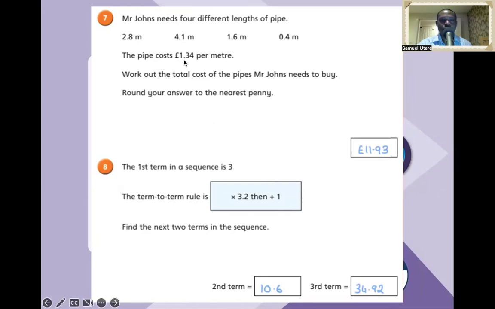So the pipe cost. Mr. John needs 4 different lengths of pipe. So these are the lengths. The pipe costs £1.34 per meter. Work out the total cost of the pipes Mr. John needs to buy. So he needs to buy these different pipes. Round your answer to the nearest penny.